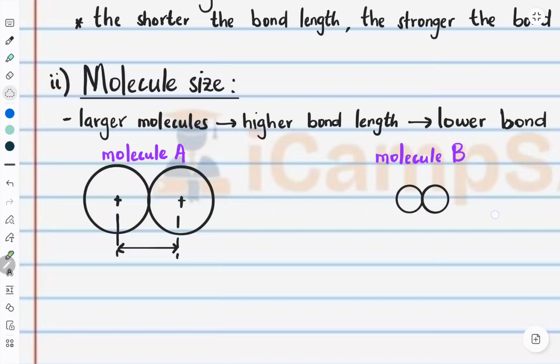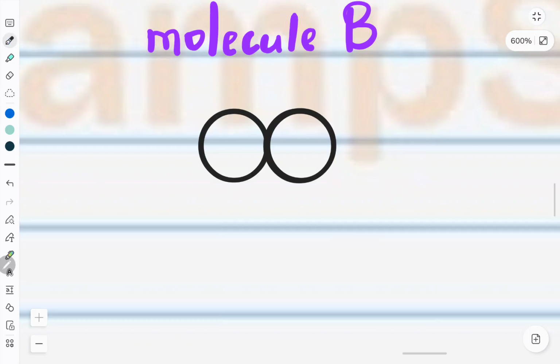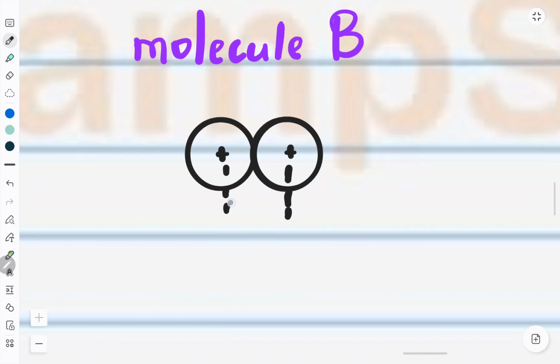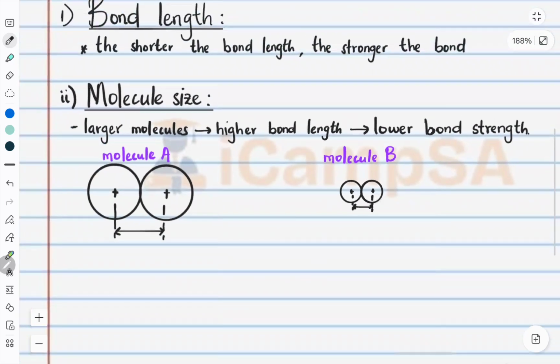Now, from here you can already see that if I were to measure the distance between their centers, it's a small distance compared to molecule A. Do you see that? It's very, very small. So what that means is it allows molecule B to have a shorter bond length, thereby forming a stronger bond. Okay, that's what we mean by molecule size.